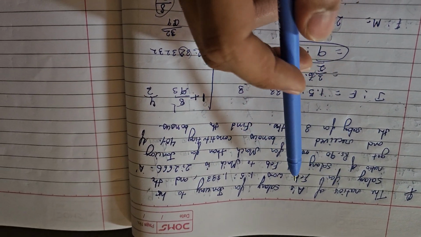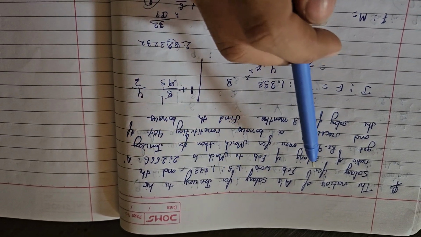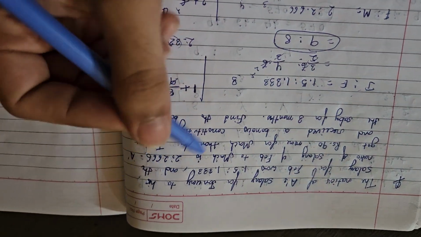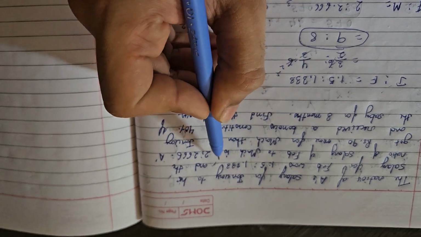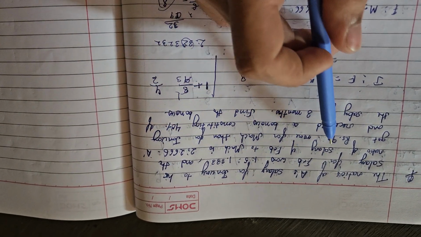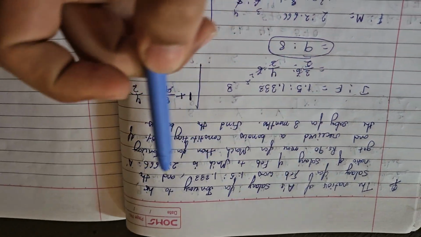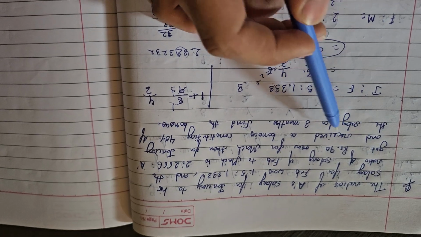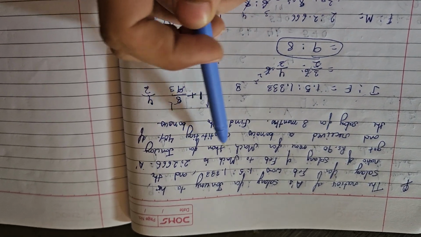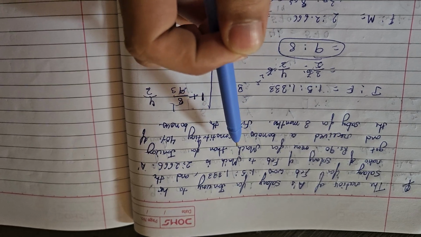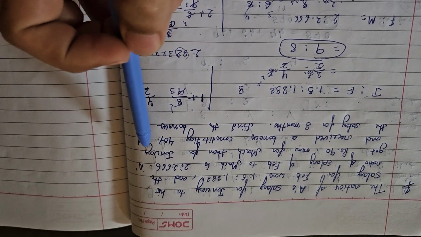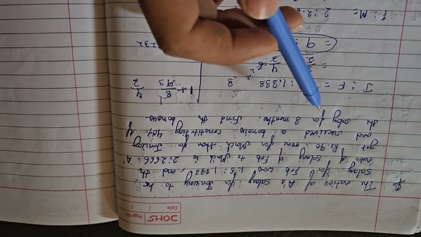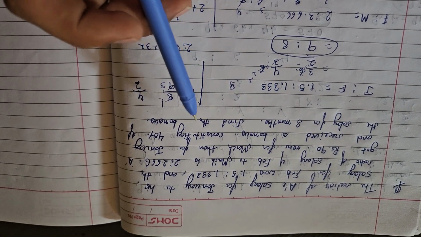The question says the ratio of A's salary for January to his salary for February was 1.5 ratio 1.333. If it's not clear, this is 1.5 ratio 1.333 recurring. Next it says the salary ratio for February to March is 2 ratio 2.666. Now it says for March his salary was 90 rupees more than his salary for January, and consecutively he received a bonus of 40% of the salary of 3 months. So we need to find the bonus.